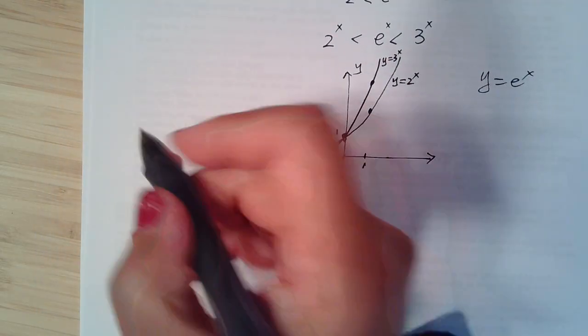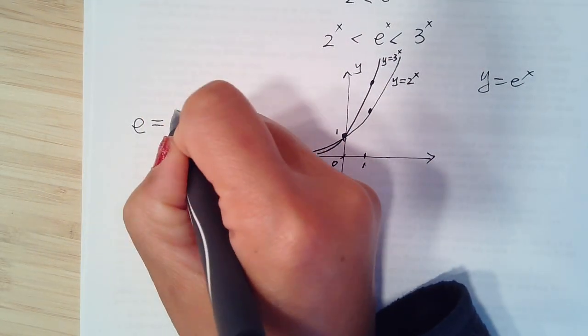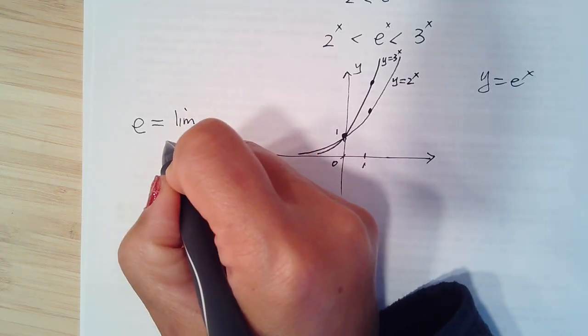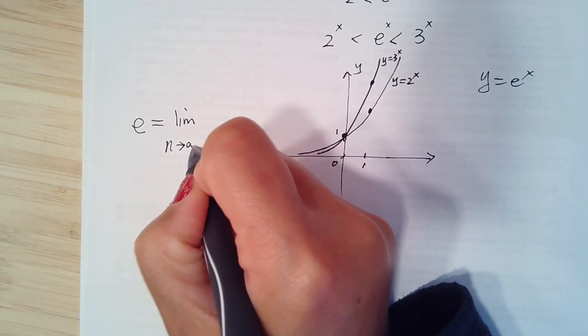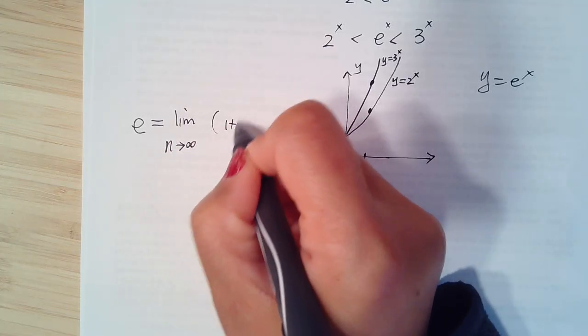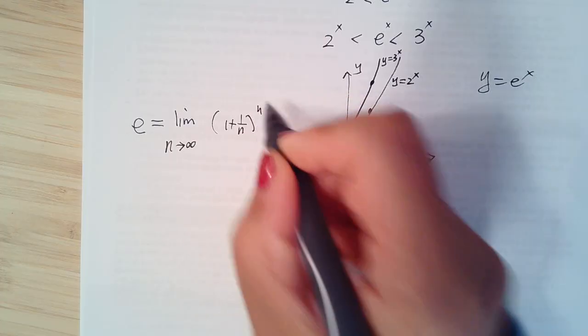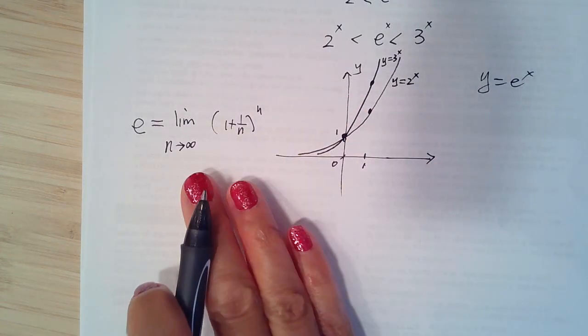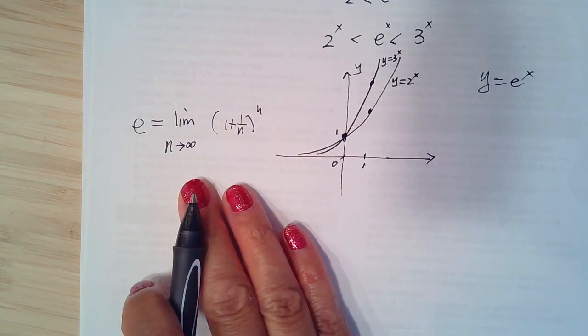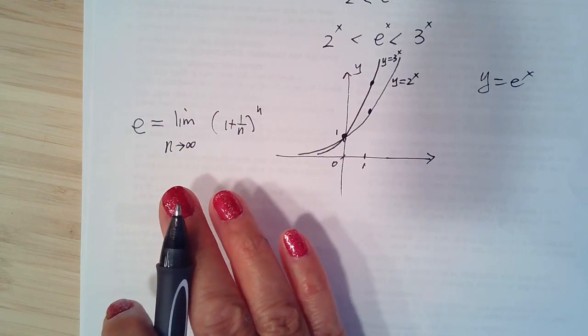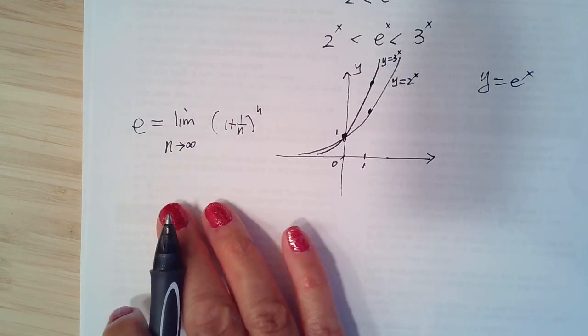Anyway, keep in mind that e is the limit, when n approaches infinity, of 1 plus 1 over n to the nth power. You don't need to remember this, but you're going to use this a lot when you are studying calculus.